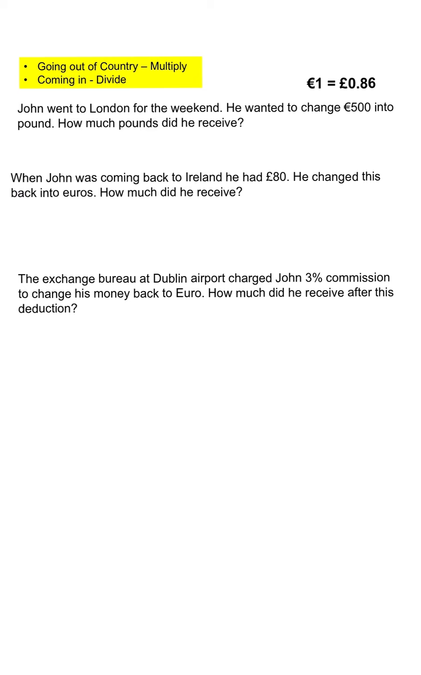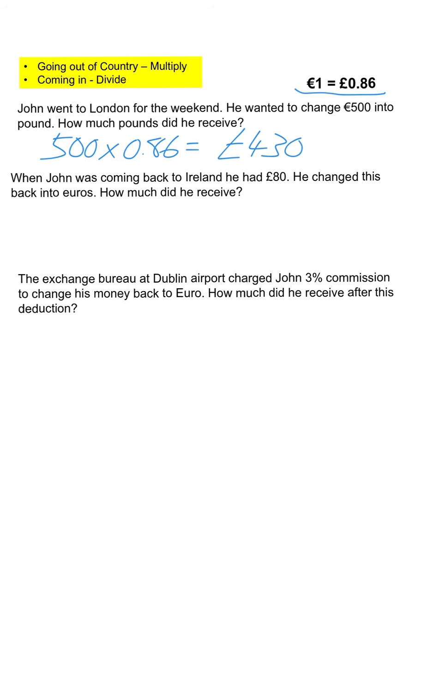Okay, let's have a look at this question here. John went to London for the weekend. He wanted to change €500 into pounds. How many pounds did he receive? All right, so he's going out of the country, so he's going out of Ireland. If we have our exchange rate, if he's going out, he's going to multiply. So 500 times 0.86, and that is equal to 430 pounds.